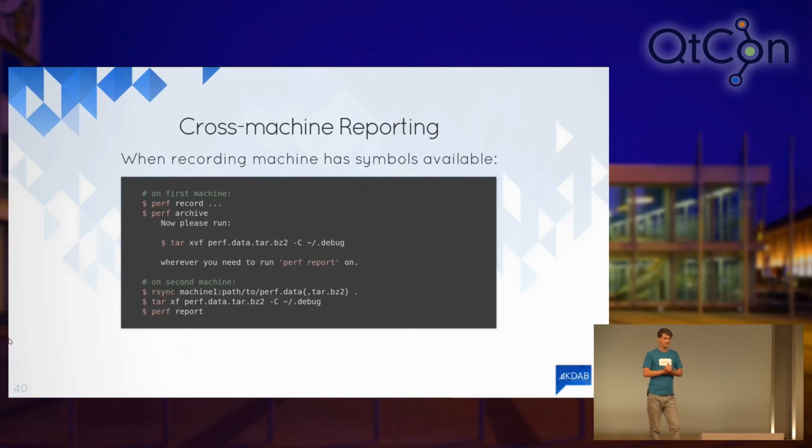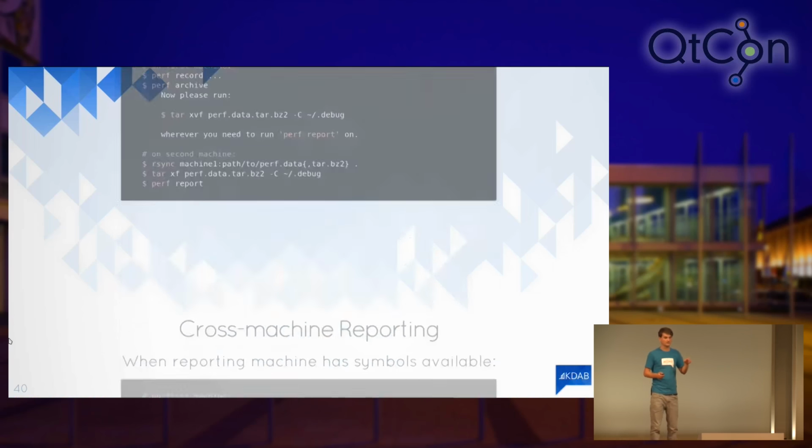Okay, cross-machine reporting is also pretty important for developers working on embedded. Either you want to convert from one machine that has the symbols available. In this case, you want to run perf archive on that machine and transfer both the perf.data file and the perf.data.tar.bz2 file that was created by perf archive to your second machine, unpack this archive, which contains the debug symbols, into your home .debug symbol storage, and then run perf report. Works.